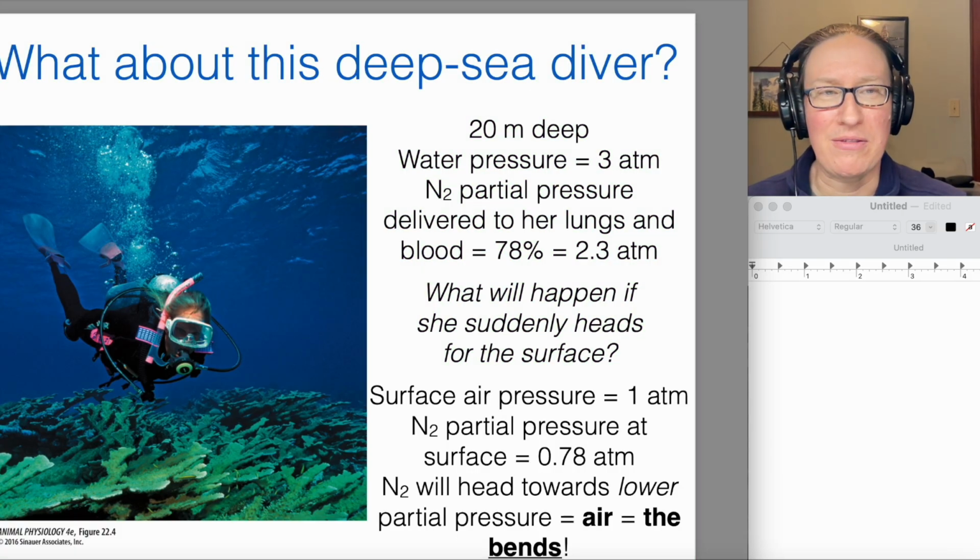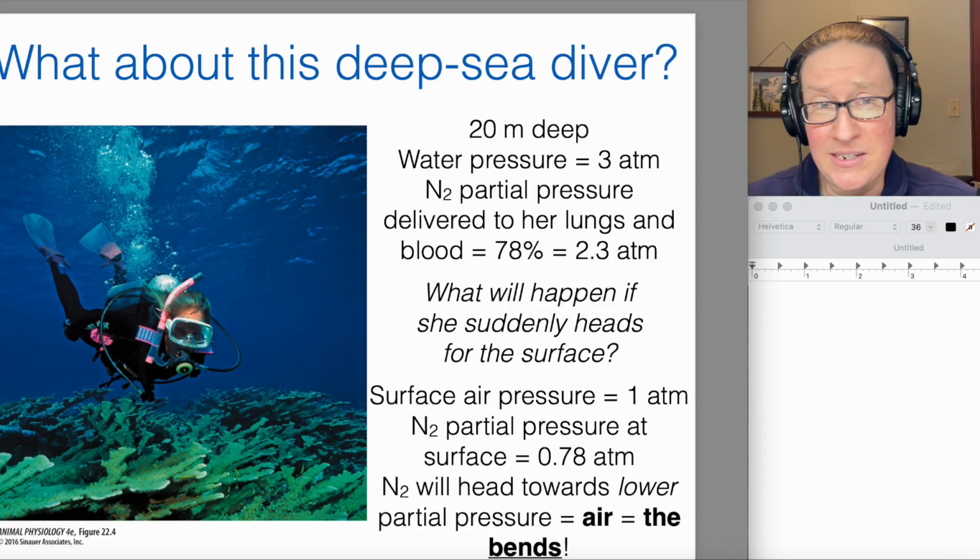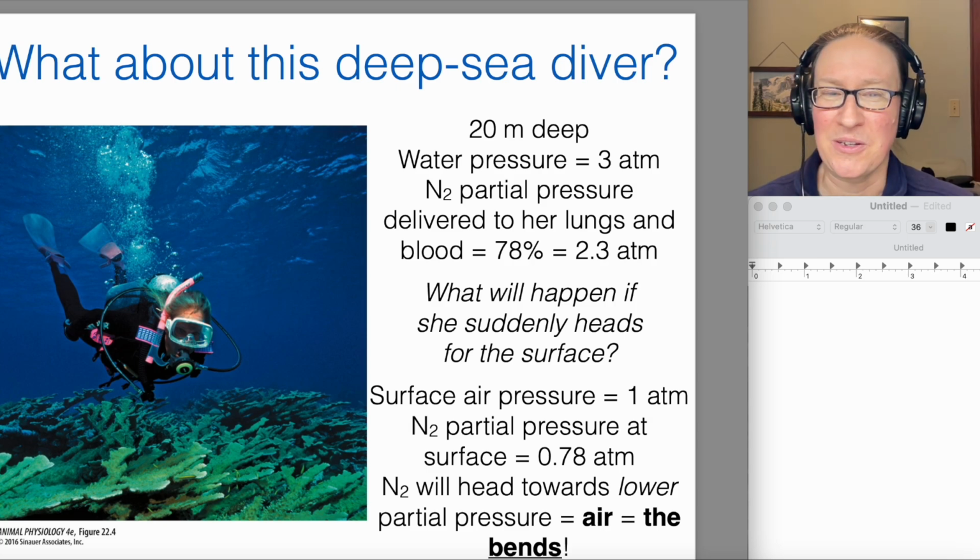Right. So if we now think about conditions at the surface, the sea level has an air pressure of 1 atmosphere, and that means that at sea level, the partial pressure of nitrogen is going to be 0.78 atmospheres. Nitrogen is a gas, so it will behave similarly to other gases. It's going to move down its partial pressure gradient. So that's a pretty substantial partial pressure gradient, from 2.3 atmospheres to 0.78.